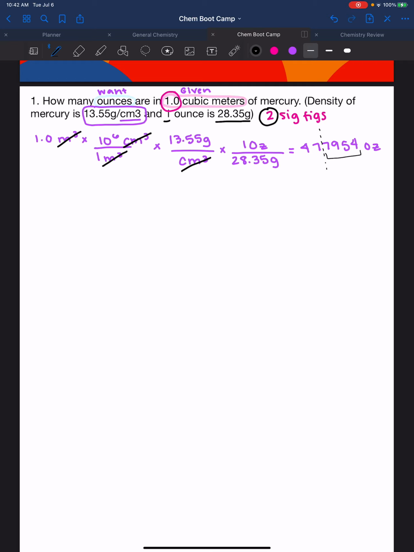However, we're going to do scientific notation. You could write it as 48, and this is going to round up, followed by 1, 2, 3, 4 more digits. We could write it like that. However, we want scientific notation. So our imaginary decimal is right there. We're going to move it over 1, 2, 3, 4, 5. So our final answer will be 4.8 times 10 to the 5th ounces.